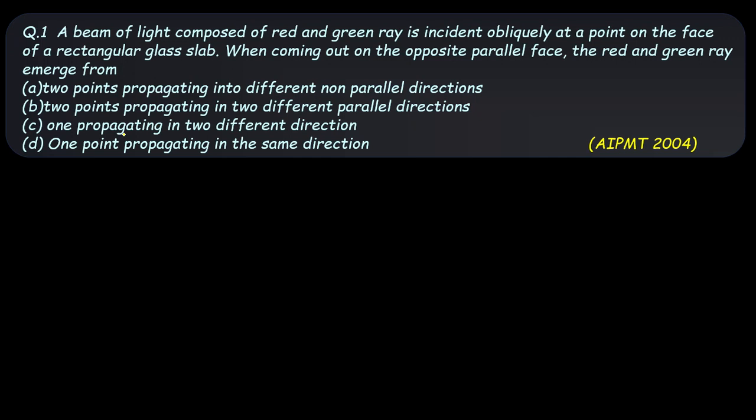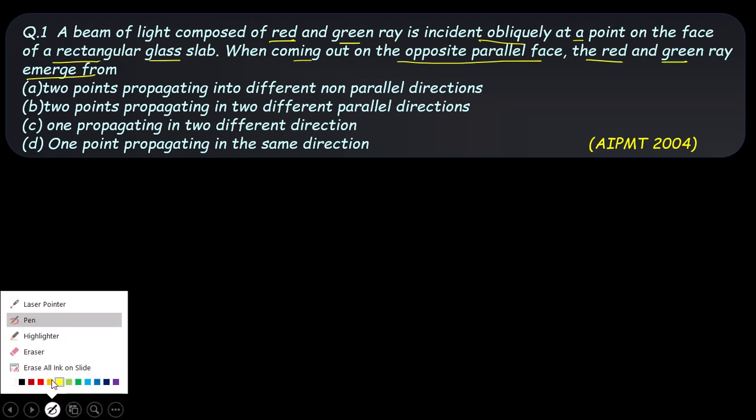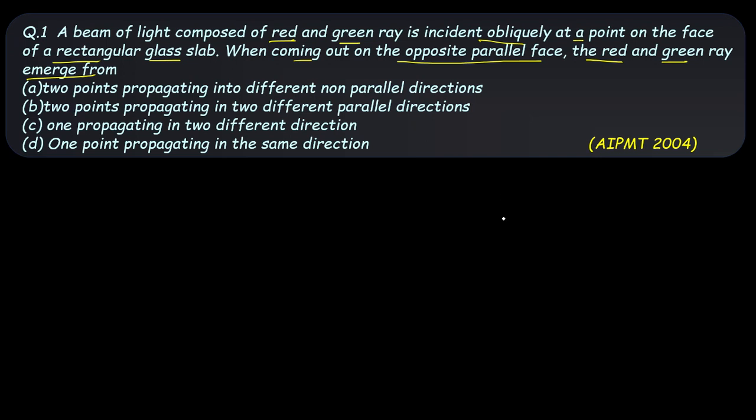According to this question, a beam of light composed of red color and green ray is incident obliquely at a point on the face of a rectangular glass slab. When coming out on the opposite parallel face of the rectangular glass slab, the red color and green color will emerge, and some statements are given. So basically it wants to tell something about whether the green color and red color would be separated.